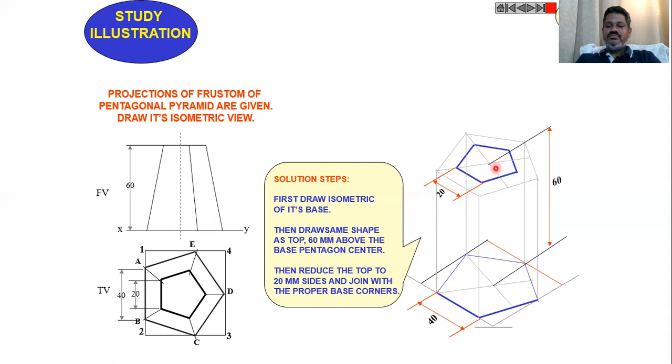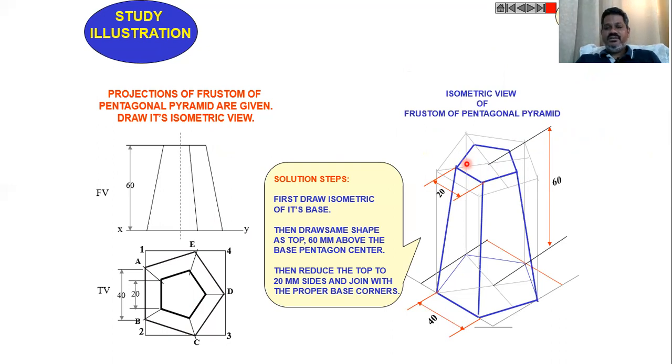Then take the compass, get the distance here and get a point here, then join all those points to get the top surface of the frustum of pentagonal pyramid. Then join all the points of the edges on top and bottom surfaces like this. This will become the frustum of pentagonal pyramid.